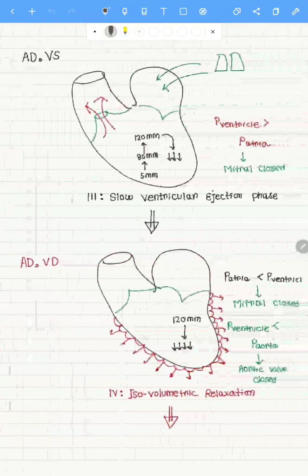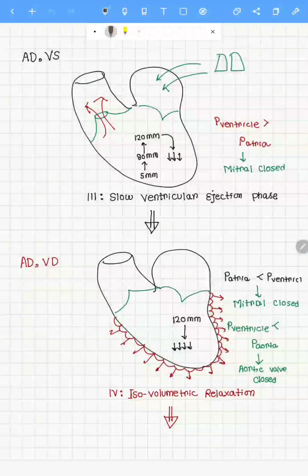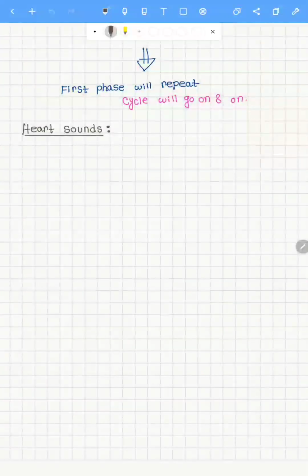Now again, in the slow ventricular ejection phase, the aortic valve was open because it was ejecting blood from the ventricle to the aorta. But when it proceeds to the isovolumetric relaxation, the aortic valve closes, and this closure of the aortic valve produces a sound which is called the second heart sound, or S2. So S2 is produced at the end of the slow ventricular ejection phase or in the beginning of isovolumetric relaxation. So let's jot down the points and we'll proceed further.